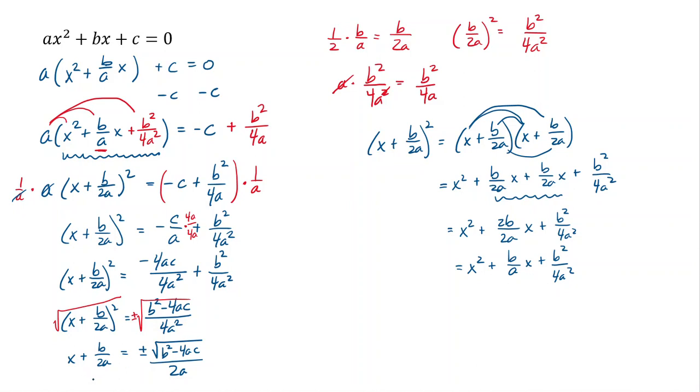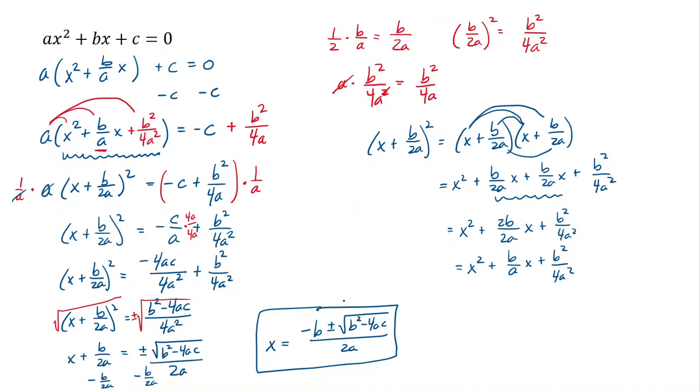And then lastly, to get x by itself, we would subtract b over 2a from both sides. And to get this to be in the form that we are used to seeing for the quadratic formula, we would put that negative b over 2a in front of the plus or minus. And because they have the same denominator already, 2a, we can just write that all as one fraction. And there we have x by itself, and that yields what we are hopefully familiar with as the quadratic formula.